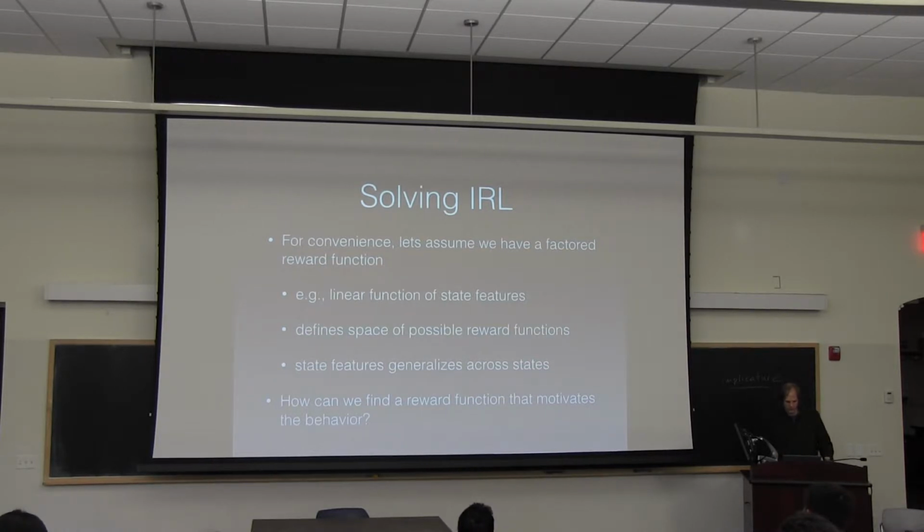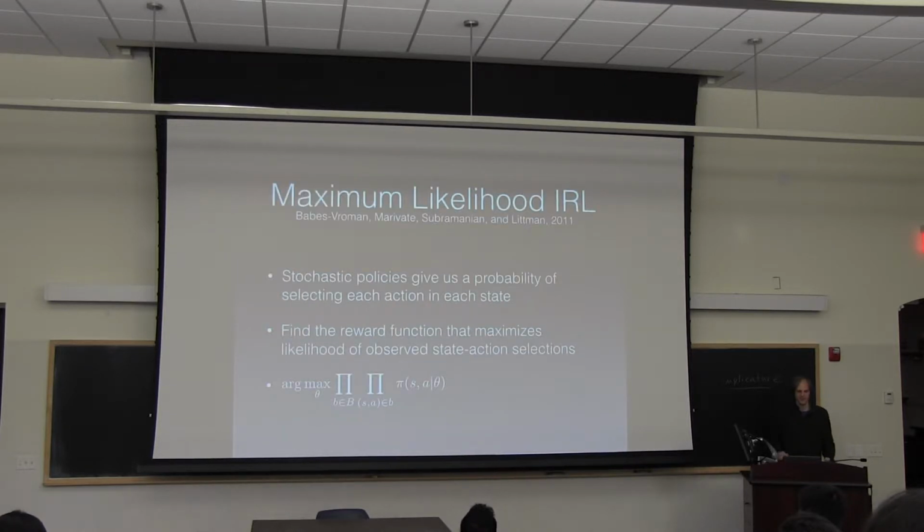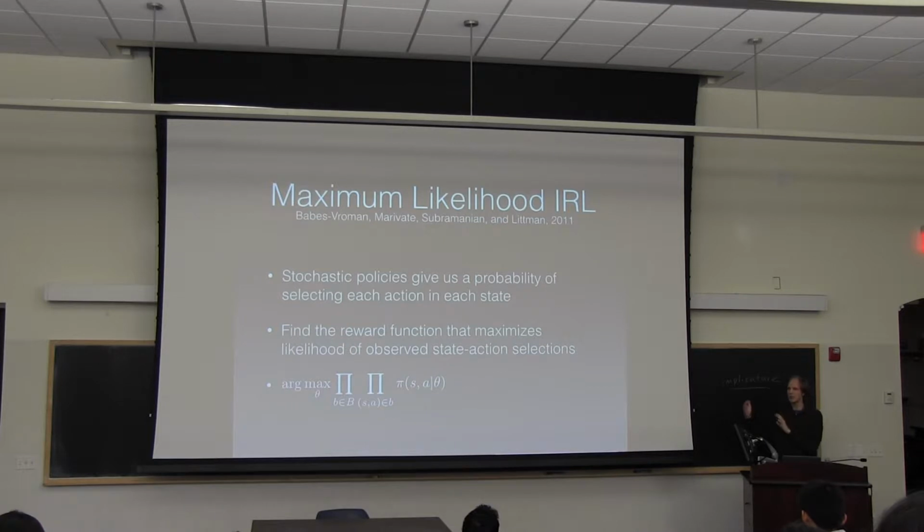OK. So how can we find a reward function that motivates this behavior? Does anyone have any thoughts? All right. That's fine. So one way is maximum likelihood inverse reinforcement learning. So what we'll first do is we'll imagine, typically in a lot of MDP stuff we imagine we have a deterministic policy, right? Which says, for this state, I'm always going to take this action. And that's all well and good. In RL, sometimes we have stochastic policies because we want the agent to explore. So a stochastic policy says, for this given state, I'll give you a probability distribution over actions about which ones you should take in that state.